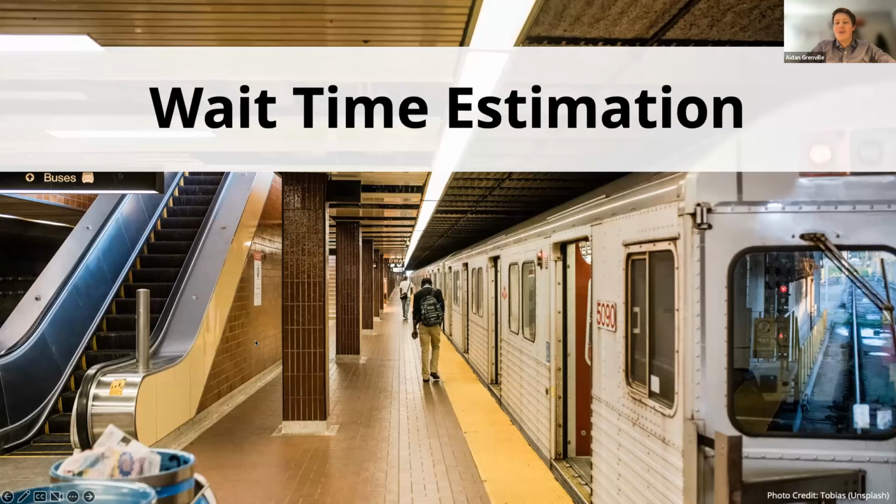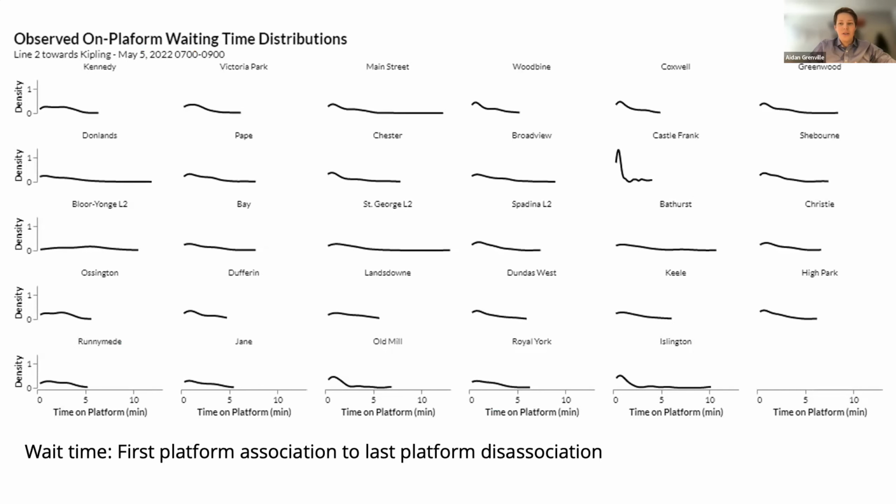Diving first into wait time estimation, this was one of the first tasks, and we wanted to look at what the waiting times look like on platforms throughout the day. This is focusing on the AM rush, which is one of the more traditionally studied periods. What you're looking at here is density estimates of platform wait time in minutes, looking at all the passengers for a 2-hour AM rush period on line 2 last year.